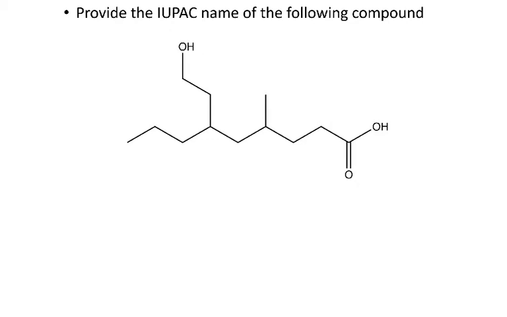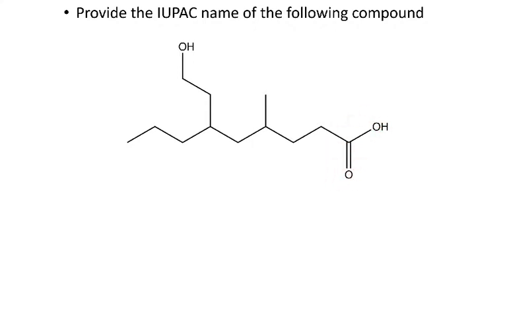Okay, so when I want to name this compound, the first thing I need to do is decide which functional group has the highest priority. So I have an alcohol and a carboxylic acid. Carboxylic acid is always going to have the highest priority, but we can also just compare, right? I've got 3 bonds to an oxygen versus 1 bond to an oxygen. This is much more highly oxidized, so this group is going to get the highest priority.